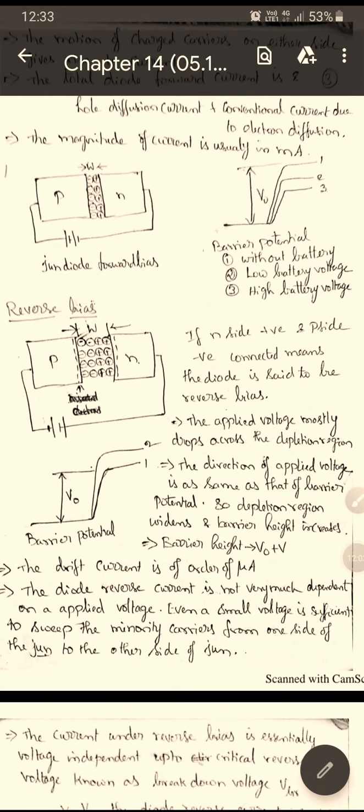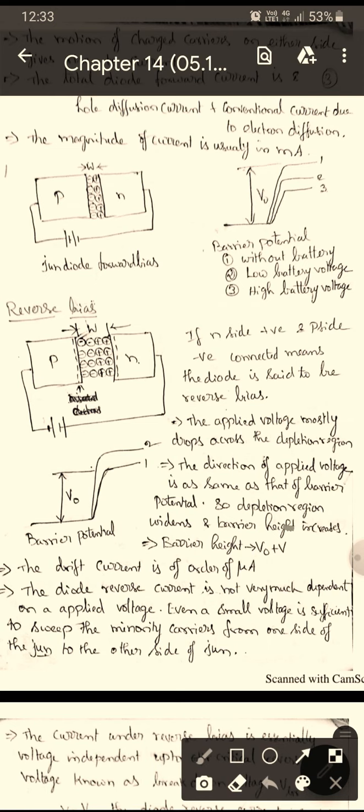The direction of the applied voltage is the same as that of the barrier potential. So the depletion region widens and the barrier height increases. The barrier height will be V naught plus V.